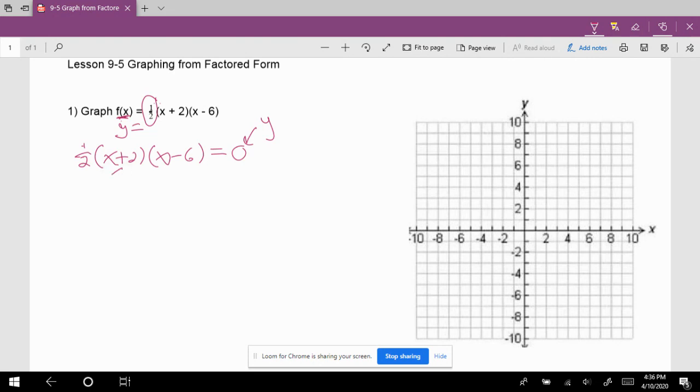So all we do is set each of our parts equal to 0, and then solve each part. So I have x-intercepts at -2 and at +6. Then I plot those two points on my graph.